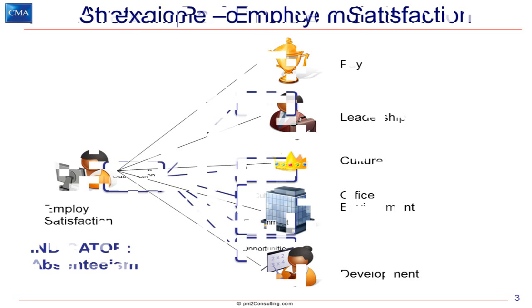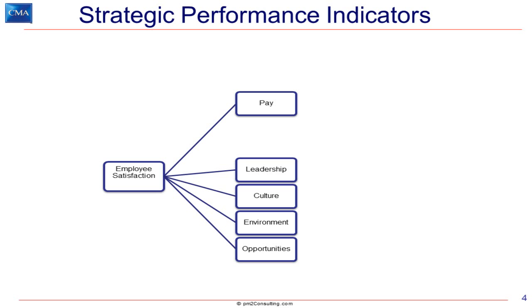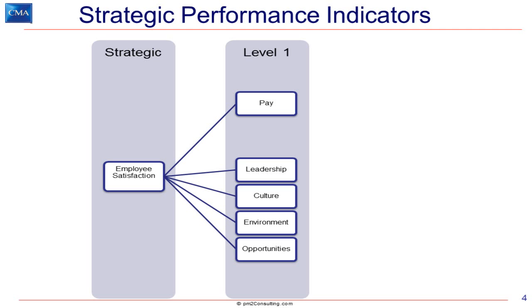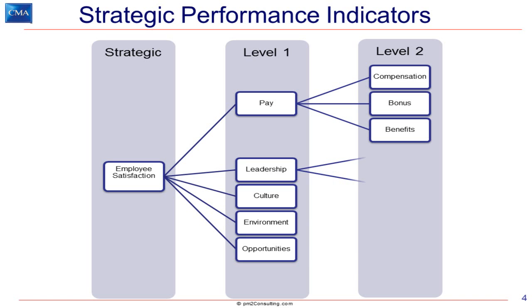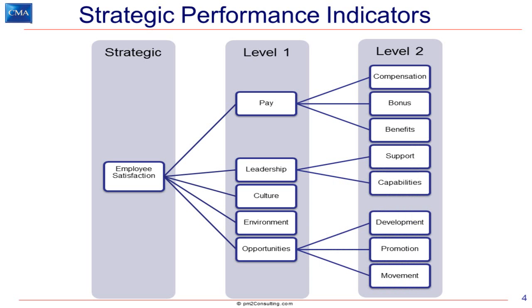So if we take a look at this in the metrics world, we could take employee satisfaction and break it down to a series of what we're going to call level 1 indicators. In fact, each of those can get drilled down into level 2. So pay might be a mix of compensation, bonus, and benefits. And other areas like leadership might go into support and capabilities. Promotion opportunities might fit into things like development, promotion itself, movement around the organization, and so forth.